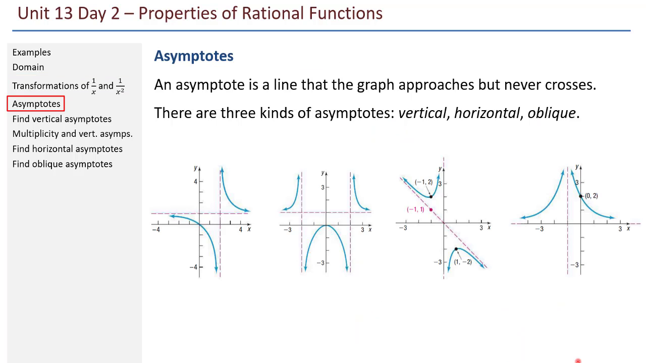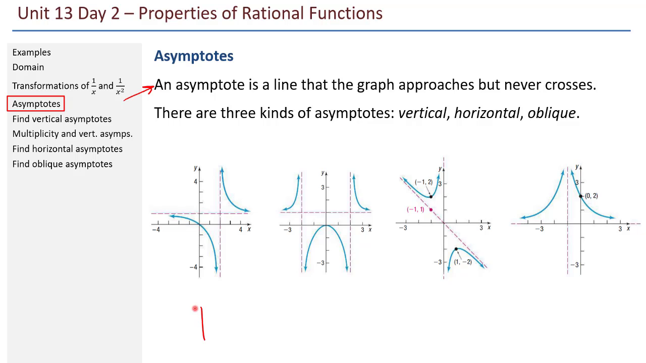Let's talk about asymptotes. The graph of a rational function has several parts that are broken up, but between those parts there are often lines that the graph approaches, and that's what an asymptote is. An asymptote is a line that the graph approaches but never crosses. And there are three kinds of asymptotes. There are vertical, horizontal, and oblique asymptotes.